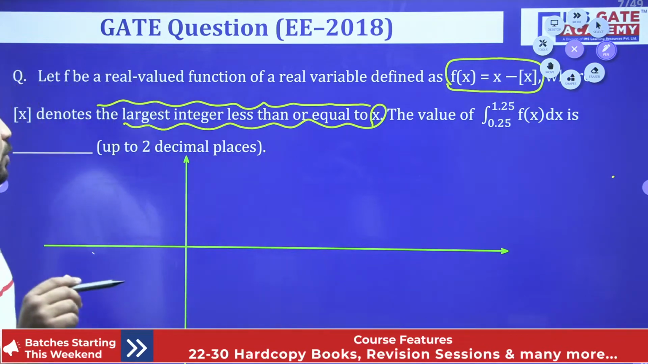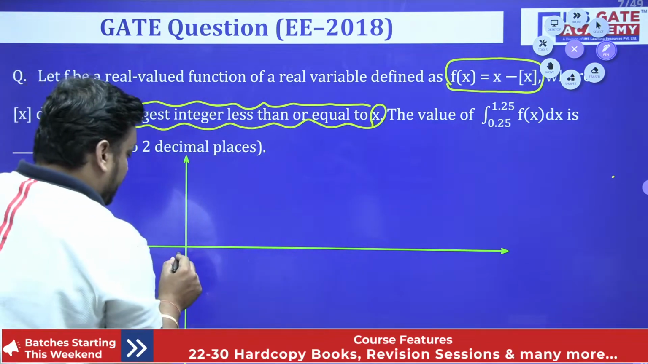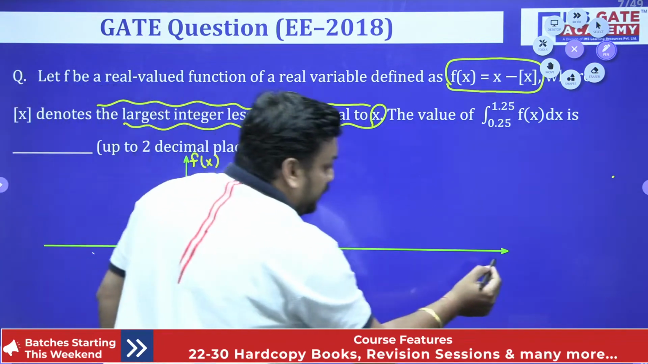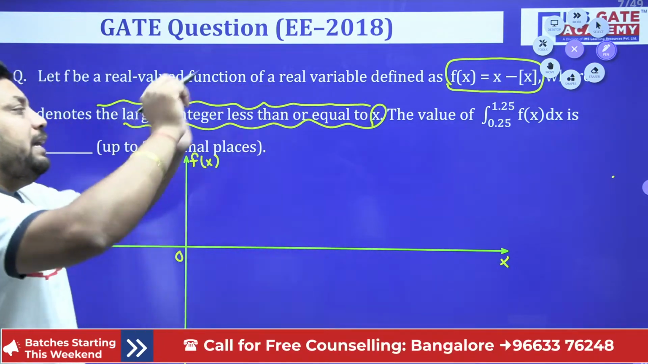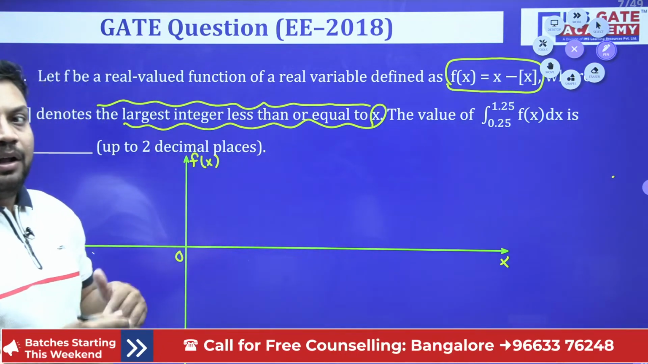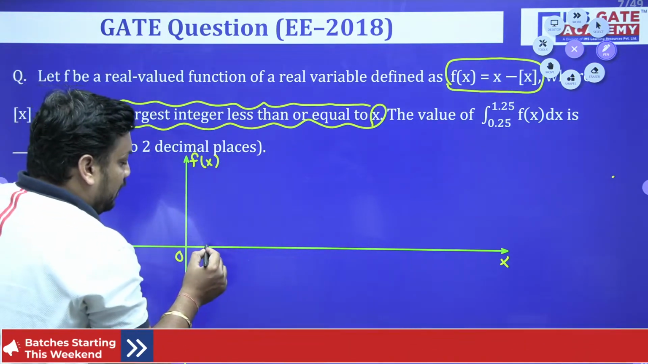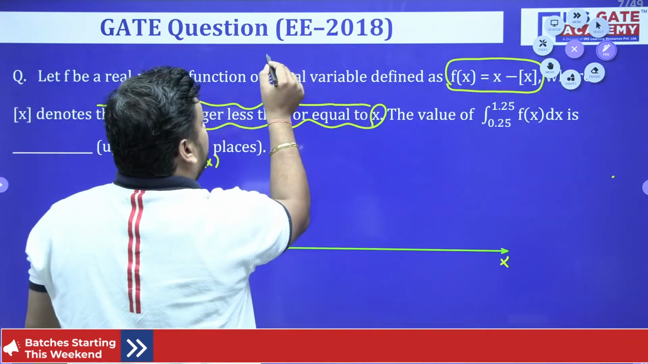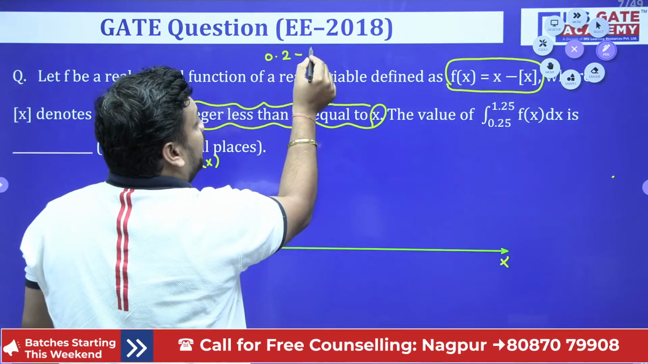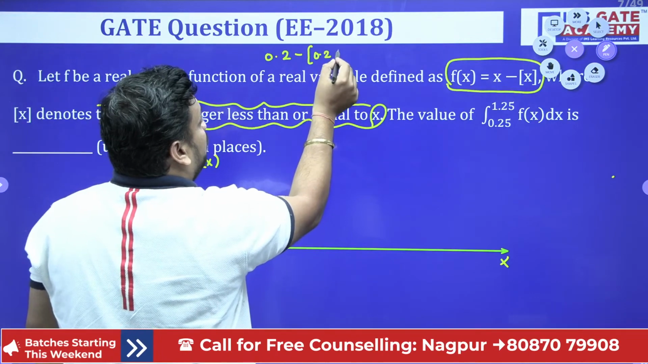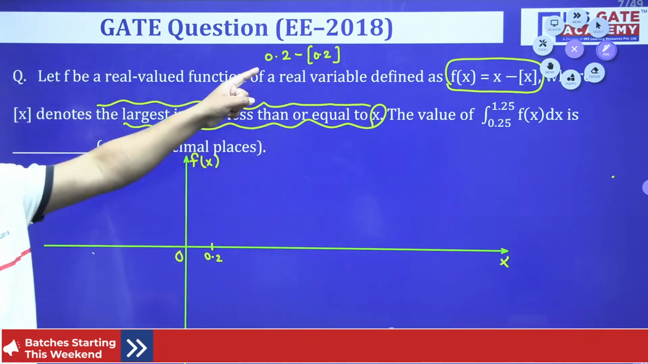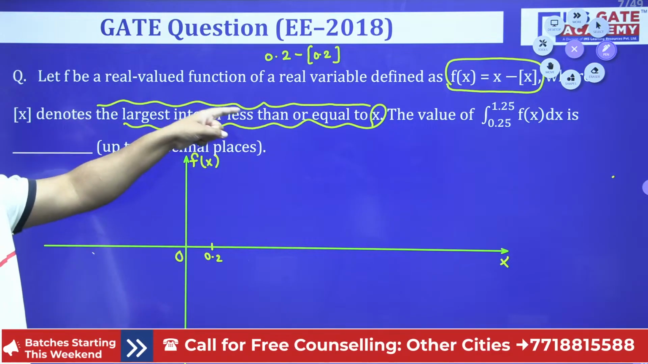Okay beta Suraj, no problem. Now suppose I am making the curve of f(x) with respect to x. If I take any value between 0 and 1, like 0.1, 0.9, let me take the value 0.2. So the equation will be what, guys? Sir, 0.2 minus bracket of 0.2. Now what is the significance of bracket of 0.2? It is the largest integer less than or equal to x.